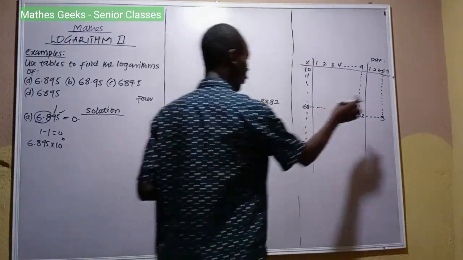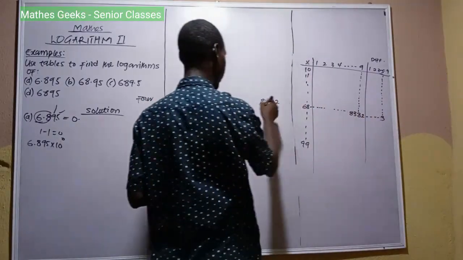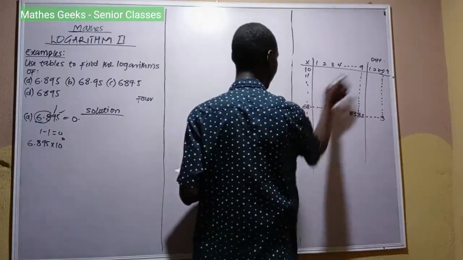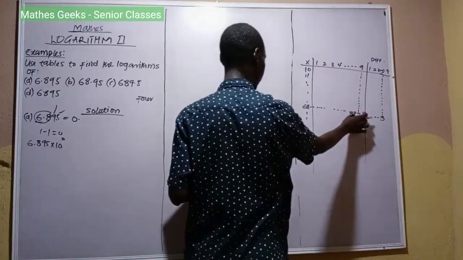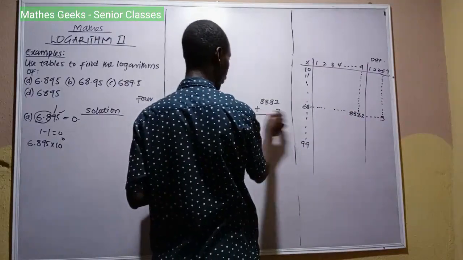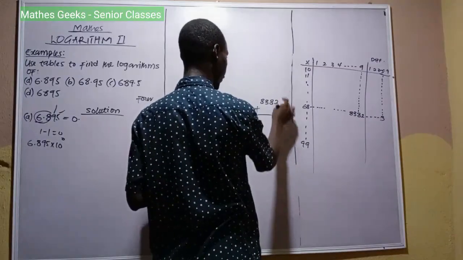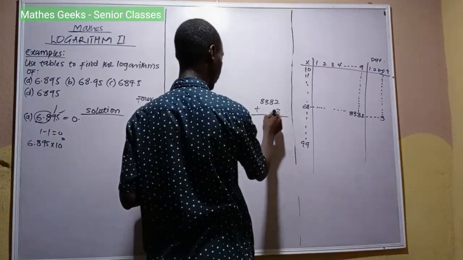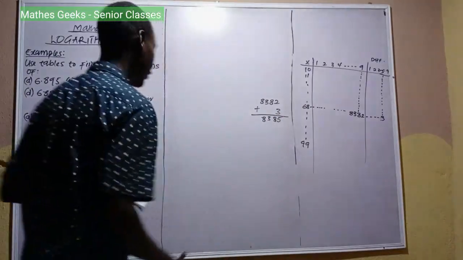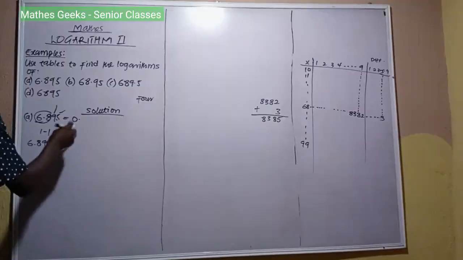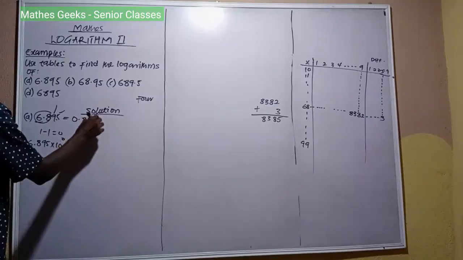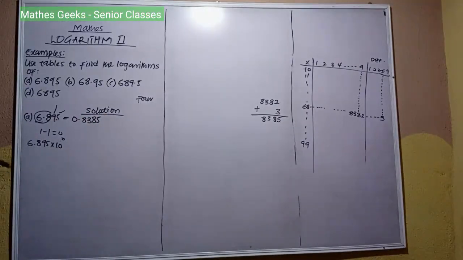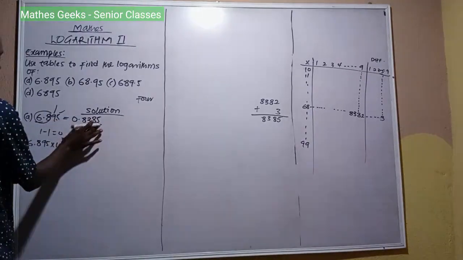So what you do is add the value that you got from the difference column to the value you got from 68 under 9. So 3 added to 8382. 2 plus 3 will give you 5, so 8385. So this becomes our mantissa, the decimal fractional part, 0.8385. So 6.895 has the log value 0.8385. So this is the number given to us, and this is the log value of it. So this is our log.